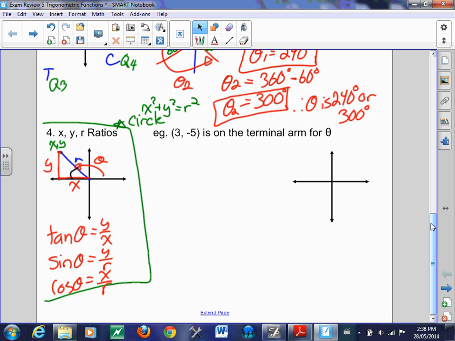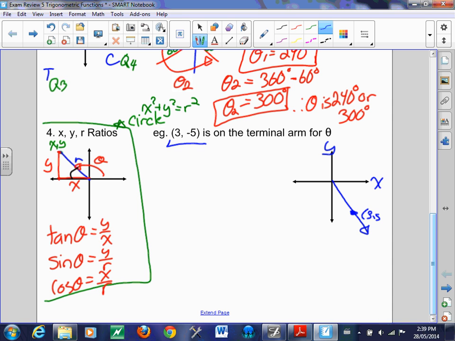Now let's do an example. It says point (3, -5) is on the terminal arm for theta. So first of all, where is (3, -5)? If I plot this on this XY grid over here for my example, (3, -5) is down over here. So here's my point, and I'm going to say it's on the terminal arm here. This point is called (3, -5). I'll make it a little bigger so you can see that.